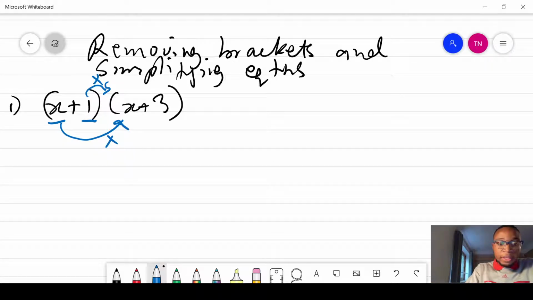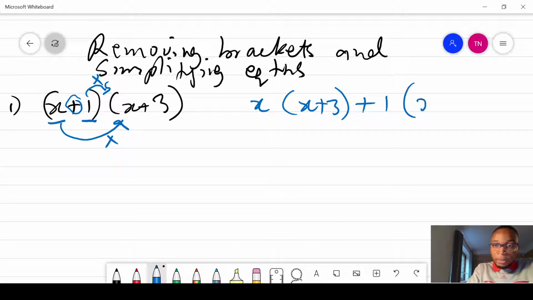So what this essentially means is that we're going to have x multiplying x plus 3. Then since this is a positive here, we're going to have plus 1 multiplying x plus 3. So that is how you expand, or that is how you remove brackets. And after you've done that, you are now able to start multiplying what is inside the brackets by what is outside, term by term.